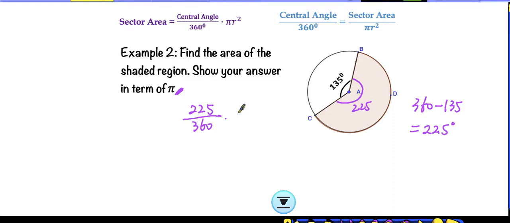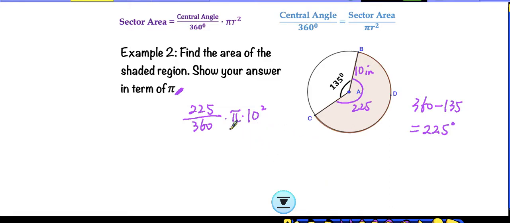I think I forgot to give you the information for the radius. Radius is actually 10 inches. I do apologize for that. So then pi times 10 squared. Okay, so the radius happens to be the same as the other one, so it's 10 squared.